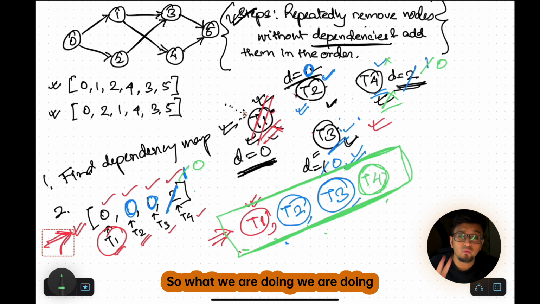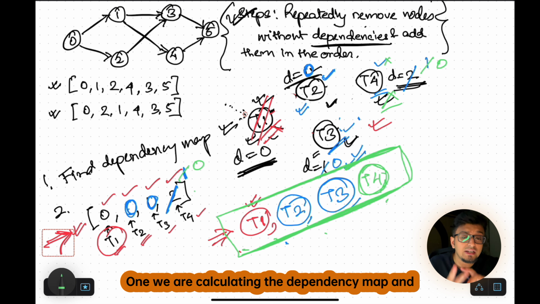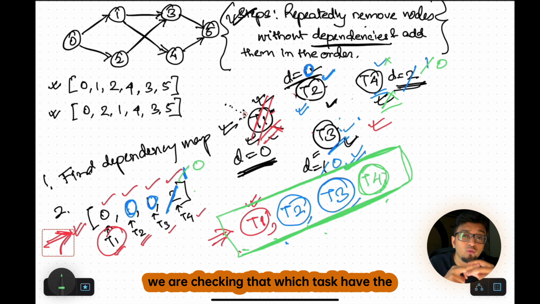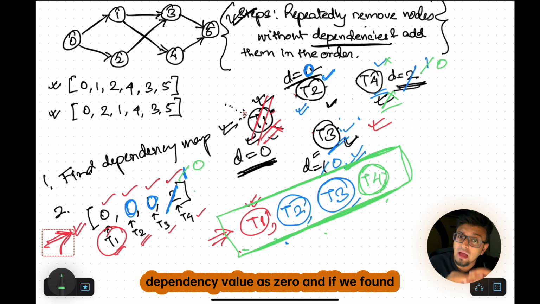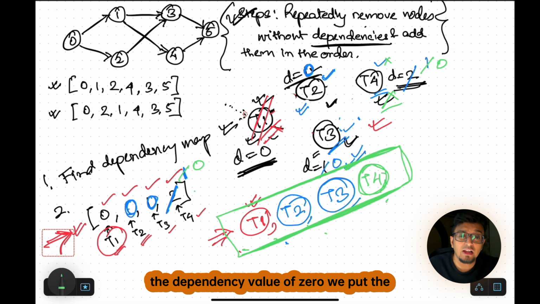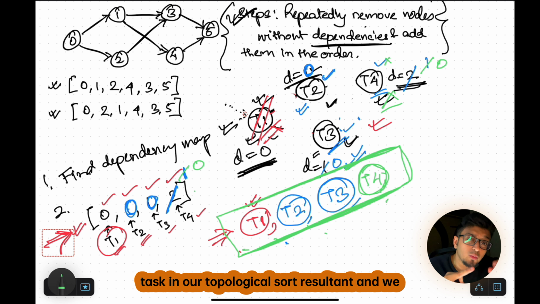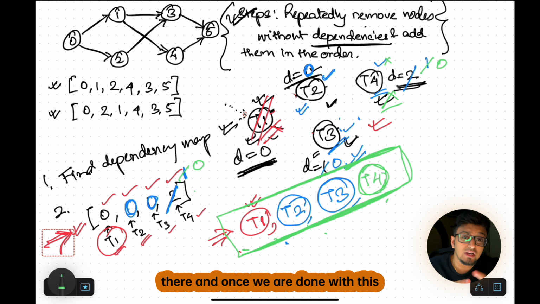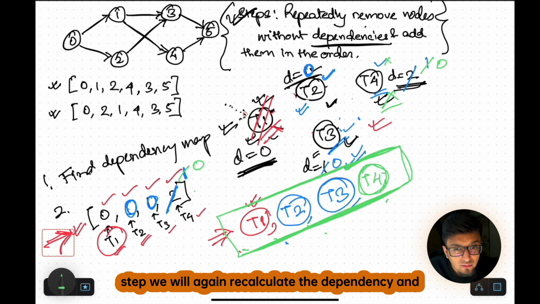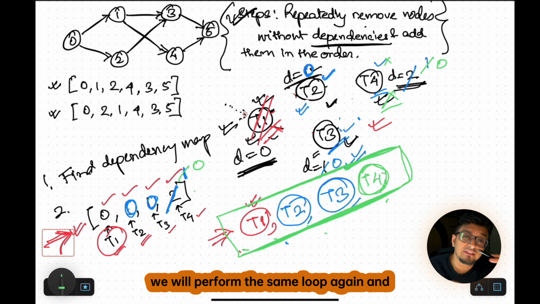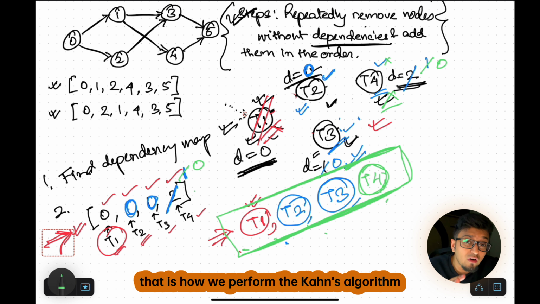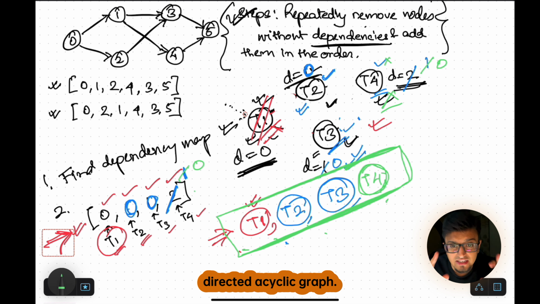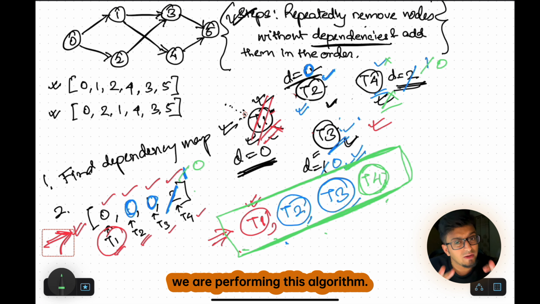So what we are doing? We are doing two things. One, we are calculating the dependency map. And after that, we are running a loop where we are checking which task has the dependency value as 0. And if we find the dependency value of 0, we put that task in our topological sort result and we delete all the outward edges from there. And once we are done with this step, we will again recalculate the dependency map and we will perform the same loop again. And that is how we perform Kahn's algorithm to find out the topological sort for a directed acyclic graph. I think this is somewhat clear how we are performing this algorithm.